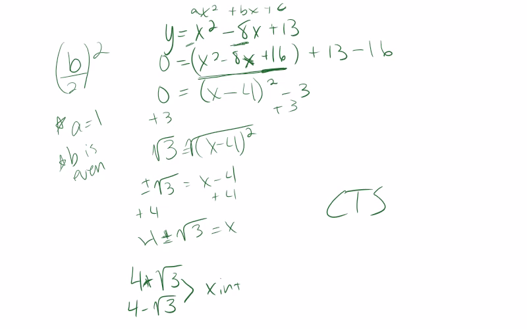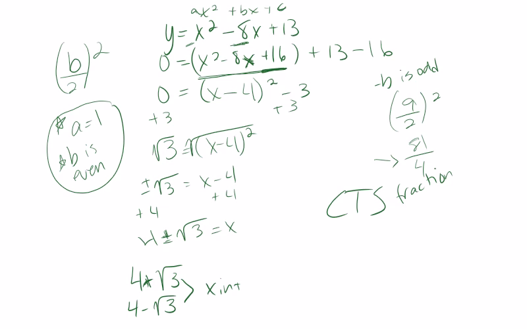There's just a couple examples, so I'm going to let Mr. Berger show you that when A is not 1. And when b is an odd number, you just have a fraction to deal with. Let's say b is 9, so 9 divided by 2 squared is 81 fourths. So leave it as a fraction. So when b is odd, leave it as a fraction. So this is best when a is 1 and b is even. Okay, let's move on to the next thing.